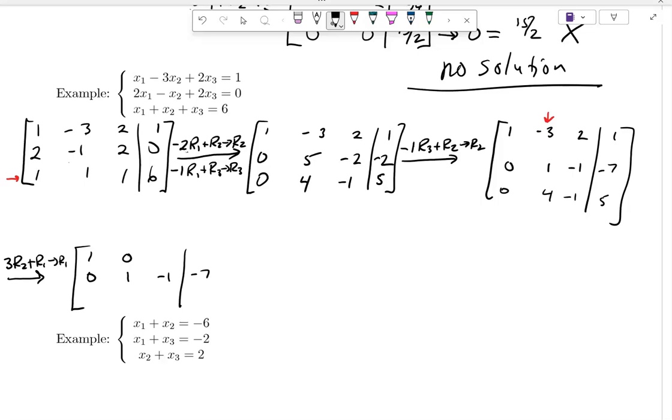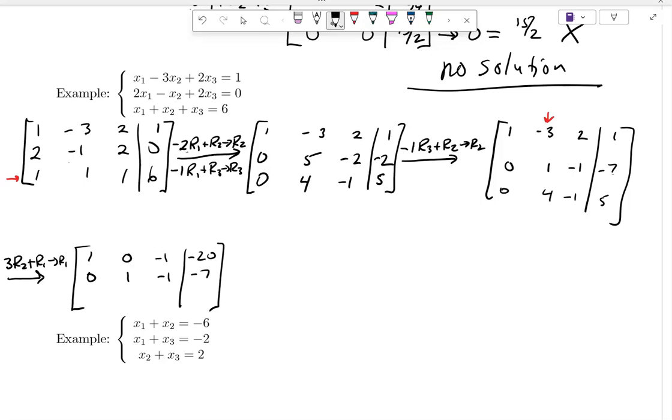We do 3 times -1 gives me -3. Plus 2 gives me a -1 here. 3 times -7 gives me -21. Plus 1 gives me -20. And if you need to use your calculators to do the arithmetic, please do. That's okay. All right. What also, besides getting a 0 there, we want a 0 here, right?